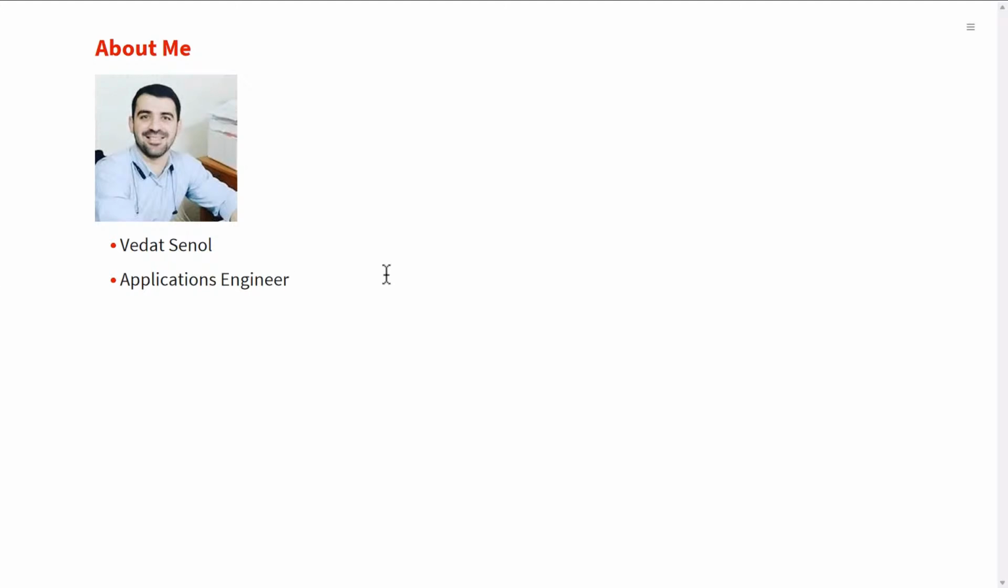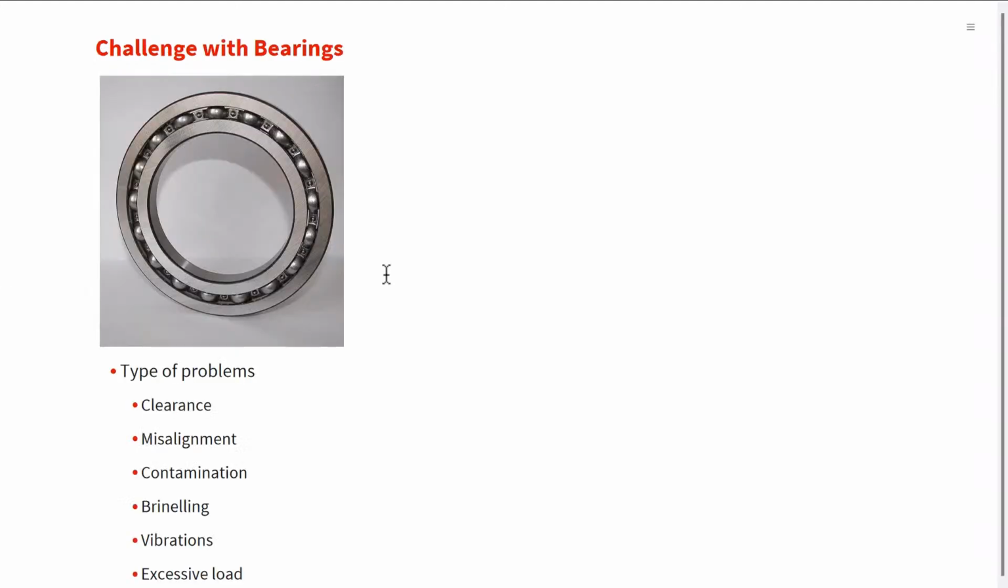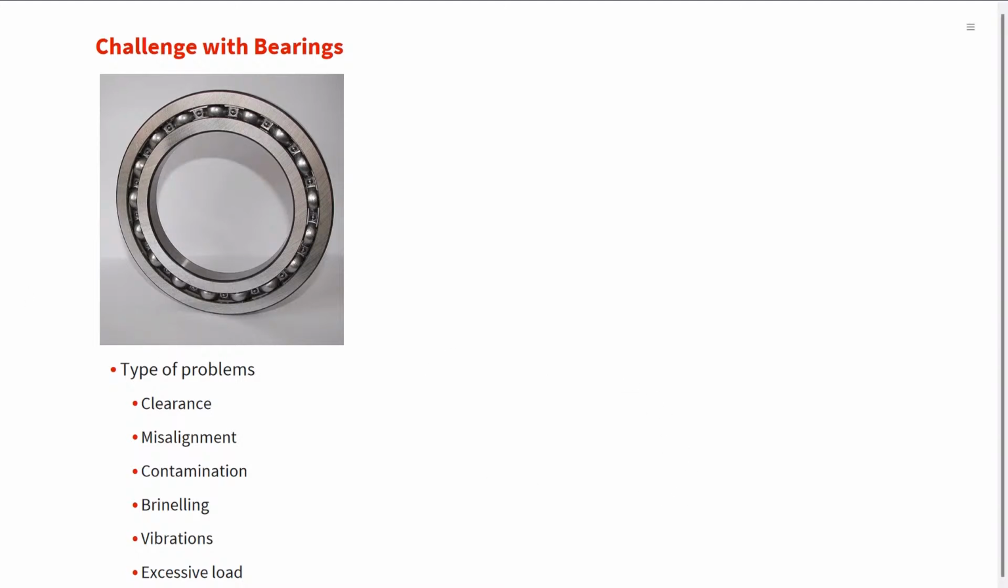Right, let's get started. In our journey through the world of bearings, we encounter various challenges that can affect their performance and lifespan. Understanding these issues is crucial to prevent downtime and ensure machinery operates at its peak. We have different types of problems. Firstly, we have clearance issues. This refers to the space between the moving parts within a bearing. Incorrect clearance can lead to premature wear or even failure. Rollers can jump around.